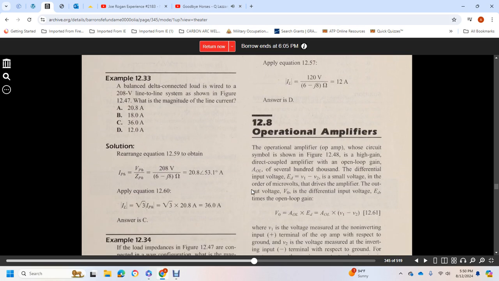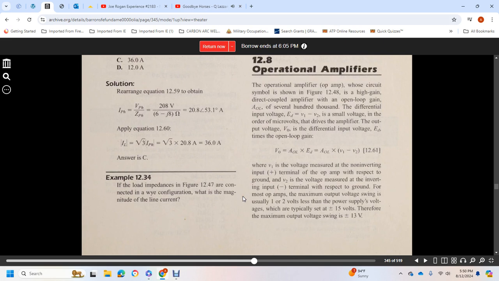Alright, 12.8 operational amplifiers. Operational amplifiers, op-amps, are circuits similar to that shown in figure 12.48, with a high-gain, direct-coupled amplifier. The open loop gain, A_OL, is several hundred thousand. The differential input voltage is equal to voltage 1 minus voltage 2. Small voltages, on the order of microvolts, drive an amplifier output voltage V_O.